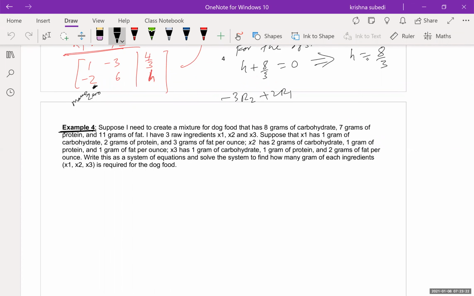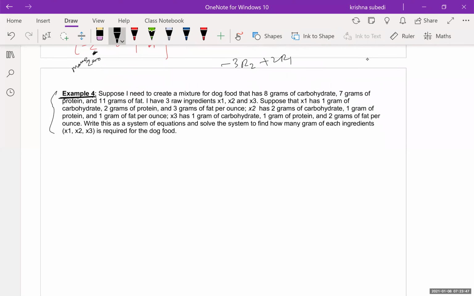So in example 4, this is a word problem. First of all, you need to change this English language into mathematical language. Once you change it into mathematics, you will get, I think, 3 equations. Once you have the equations, you can write the augmented matrix and solve the way we did before. So how do you change this into a system of equations? It just requires common sense, right? So let us put the things in a nice way.